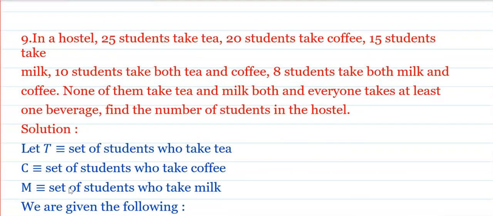Okay, now the next question, number 9. In a hostel, 25 students take tea, 20 students take coffee, 15 students take milk. 10 students take both tea and coffee, 8 students take both milk and coffee. None of them take tea and milk both. Everyone takes at least one beverage. Find the number of students in the hostel.